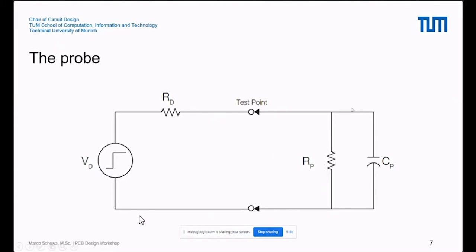So on the right side here, you see a circuit. This is similar to a probe. So you have always a resistance and a capacitance. And you will probe the test point. For example, we have here one and here's a ground. So we want to measure the clock signal. And we have an internal resistance or circuit resistance.